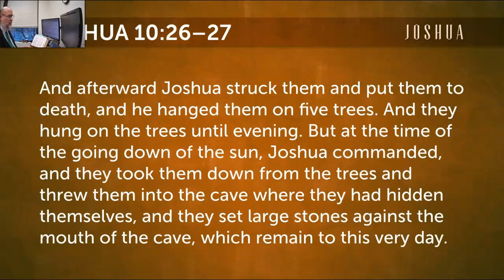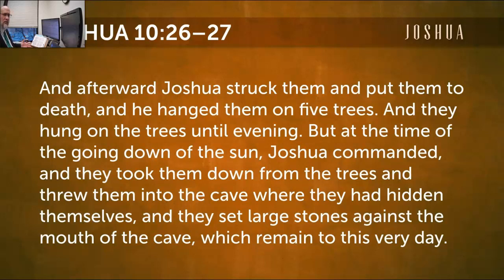And one chapter away, when the five Canaanite kings come, they had hidden themselves in a cave, and it says they hanged them on five trees until evening. But at the time of the going down of the sun, Joshua commanded and took them down from the trees and threw them into the cave where they had hidden themselves. They set large stones against the mouth of the cave, which remain to this day.